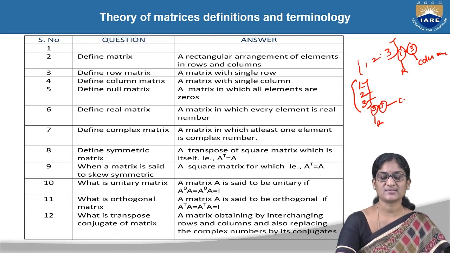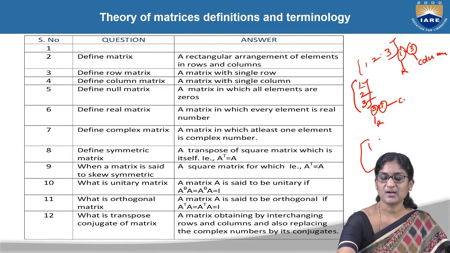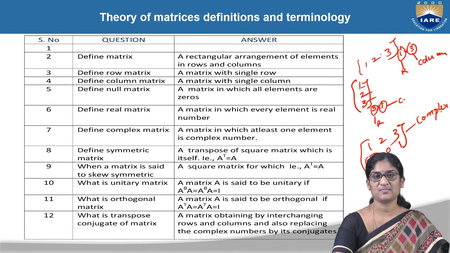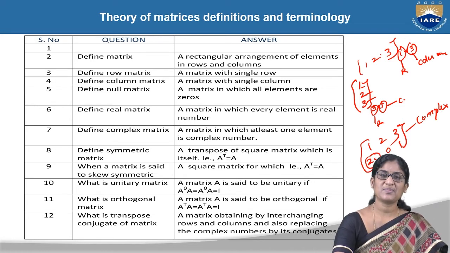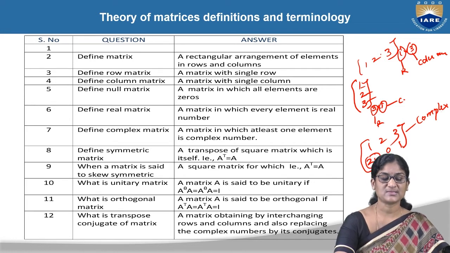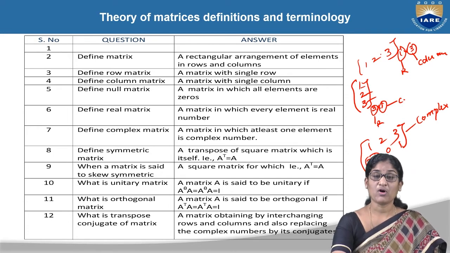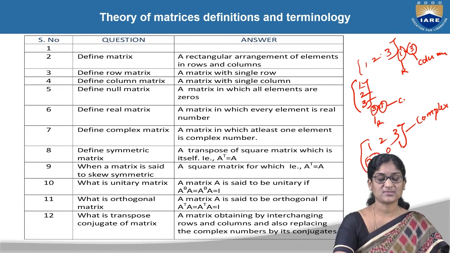Define complex matrix. A matrix is said to be complex if at least one of the elements is an imaginary number. Suppose you have 1, 2, 3, 2i, 0, 1. Here one element makes this matrix complex. So at least one element should be a complex number. If at least one element is complex, then it is called a complex matrix. And sometimes all elements may be complex also.